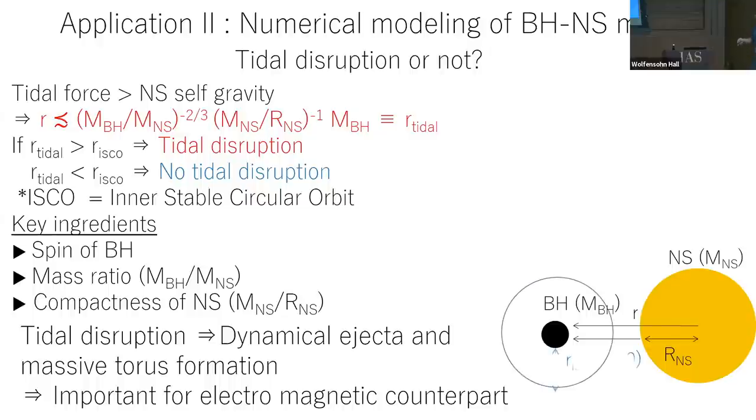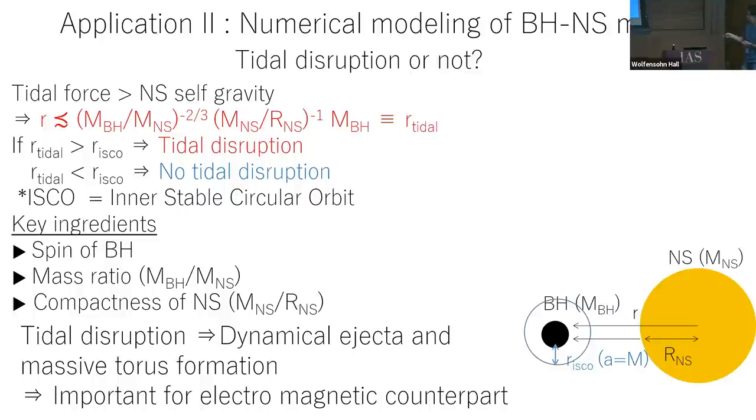It is known that the R_isco, the innermost circular orbital radius for a non-rotating black hole, is six times the black hole mass. And for the extremal Kerr case, it's going to be one times the black hole mass, which means that a fast and positive spin of the black hole favors a tidal disruption. And the next thing is the mass ratio.